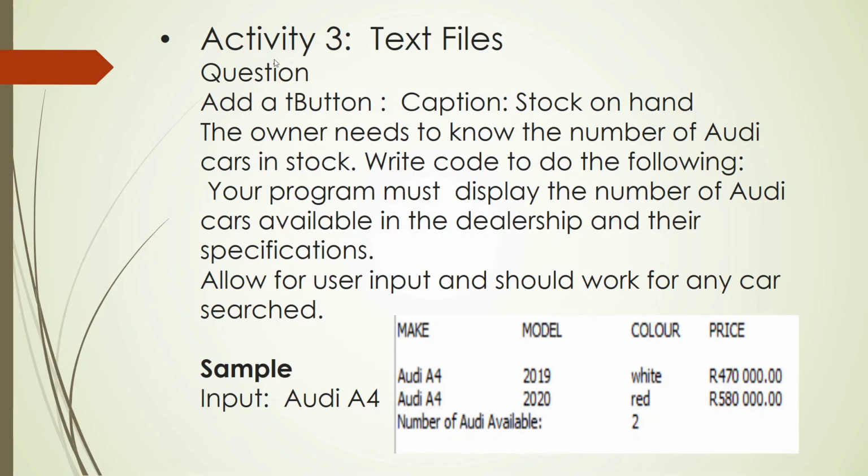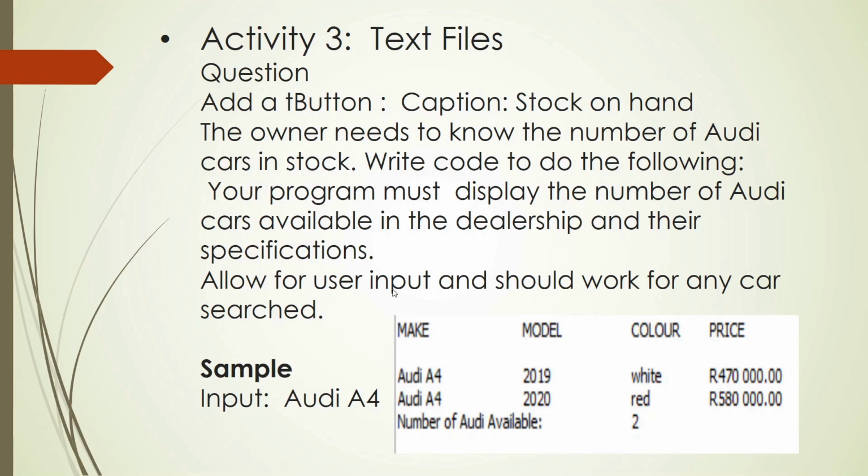Okay, so I have an activity prepared for you, and in this activity you have to find the stock on hand. So let's look at the problem. You're going to add a TButton. On your caption, you will call it stock on hand. In this program, the owner needs to know the number of Audi cars in stock. Write code to do the following. Your program must display the number of Audi cars available in the dealership and their specifications.